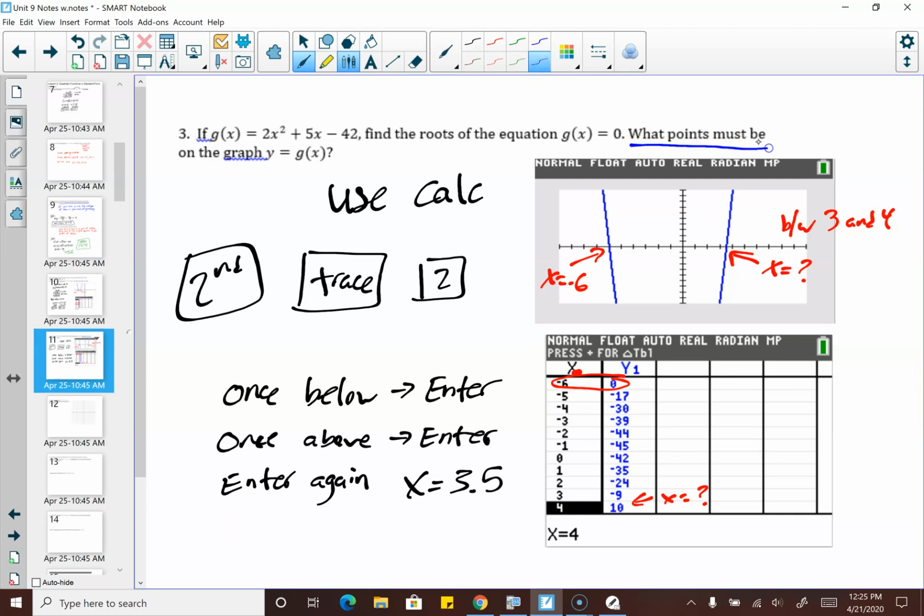So to answer the last piece of what points must be on that graph, well, if they're zeros, -6, 0 has to be on that graph, and 3.5, 0 has to be on that graph. Remember, if you know your x-intercepts, you know that number, 0, is always on your graph.